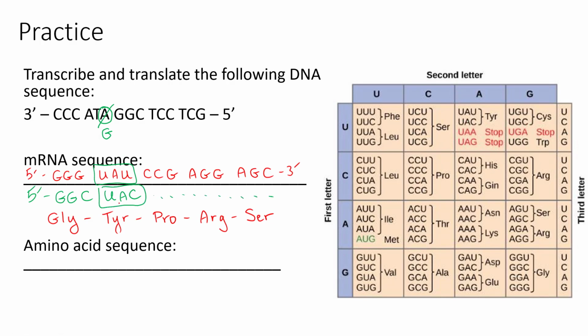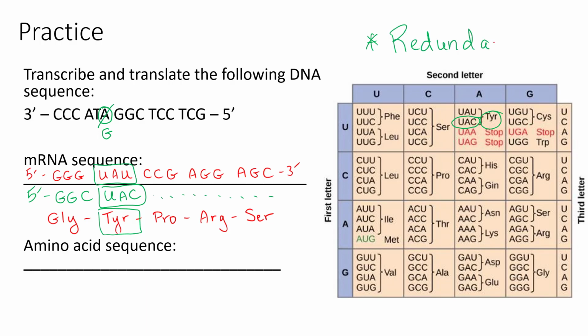Okay. So the original codon coded for tyrosine. What does UAC code for? Oh, look, hey. Both UAC and UAU code for tyrosine. Look at that. Remember, that's a feature of the genetic code, and we call that redundancy.